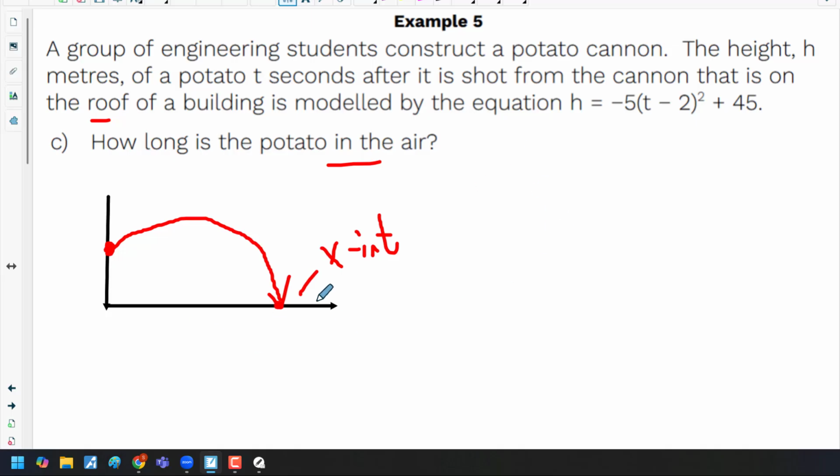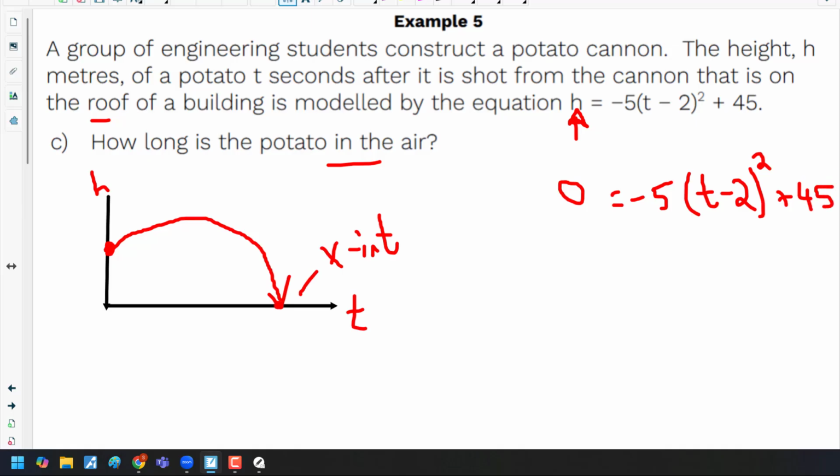Well, I'll give you hints. When they're asking us to find the x-intercepts, that means the y value, or in this case the height, is going to be equal to 0. So we know that height is 0. So 0 is equal to -5(t minus 2) squared plus 45. Let's solve this. The 45 moves over, so now we have -45.